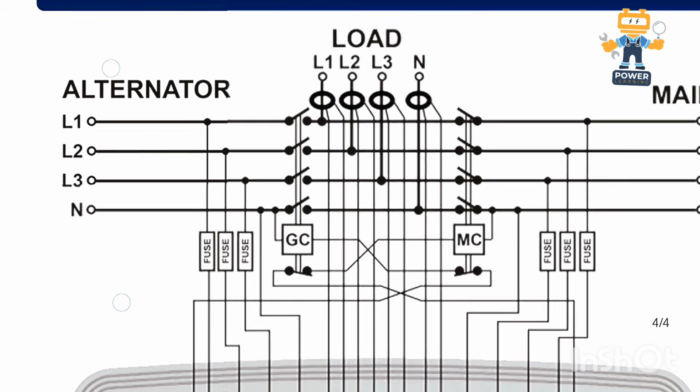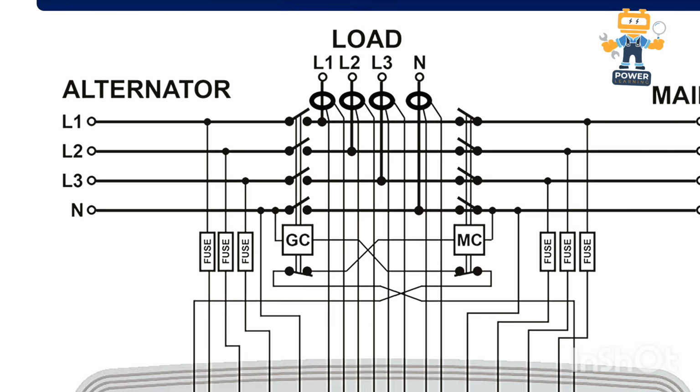So if you see here, first of all, it is showing alternator. What is the meaning of alternator? Alternator means the generator on which this controller will be installed. So the power supply which is produced by this generator, this is called alternator because it is producing alternating current. So that's why we are saying it alternator.